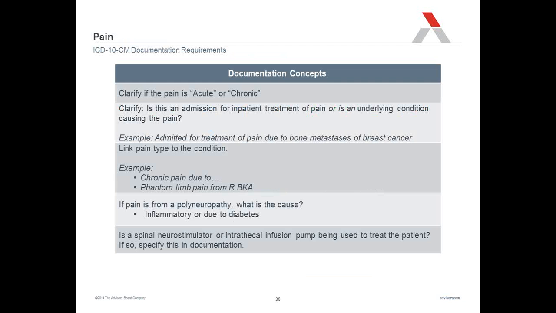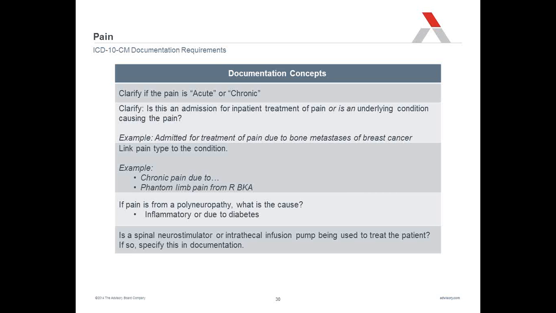An important concept in surgery is the dealing of pain in some patients, both surgical and non-surgical patients. There are some new documentation requirements around pain in ICD-10. First, the pain should be clarified whether it's acute or chronic. And if the patient is being admitted for the treatment of pain, that should be very clear within your documentation. Or if the patient is being admitted for an underlying condition that is causing the pain.